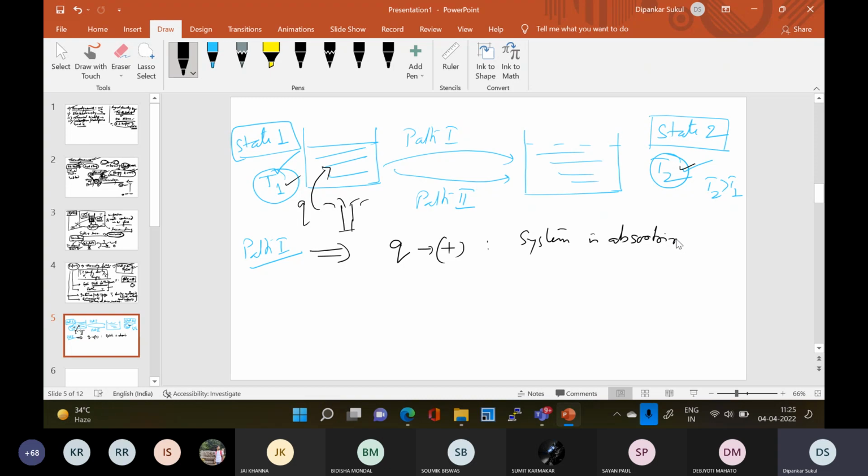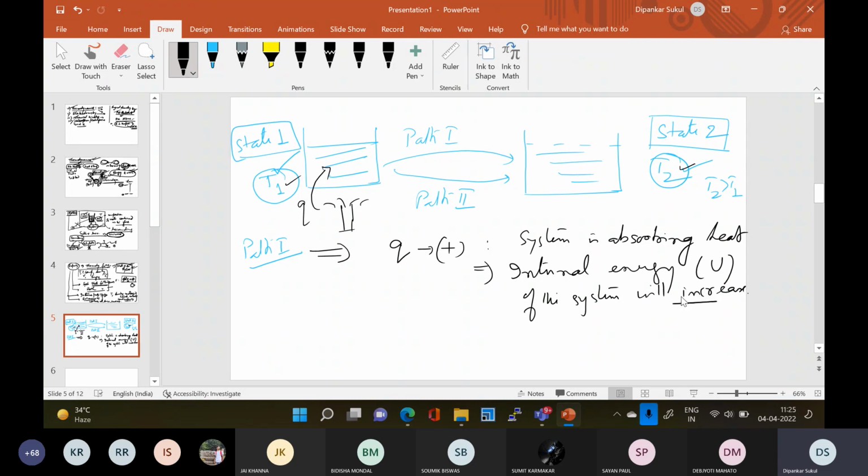And when the system absorbs heat, internal energy of the system will increase. Internal energy U of the system will increase. This is the sign convention. Q positive means the system is absorbing heat, and as a result, internal energy of the system will increase.